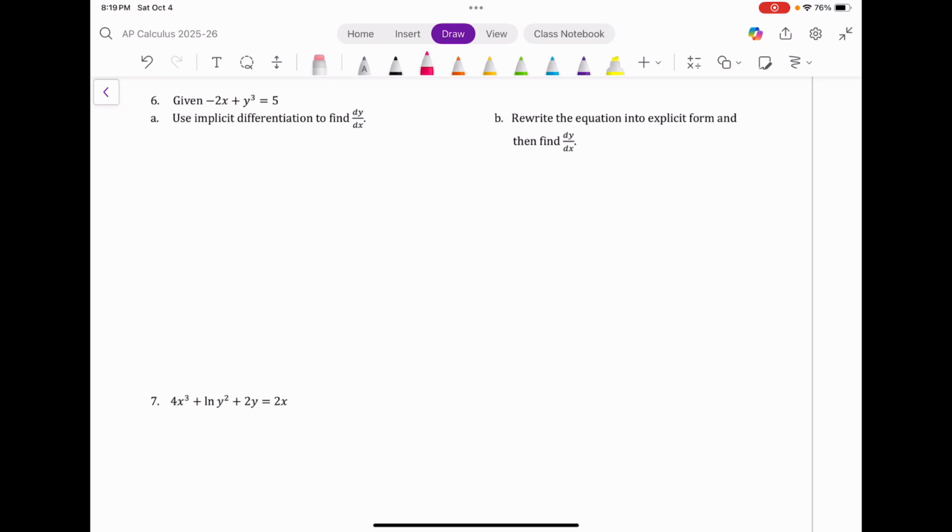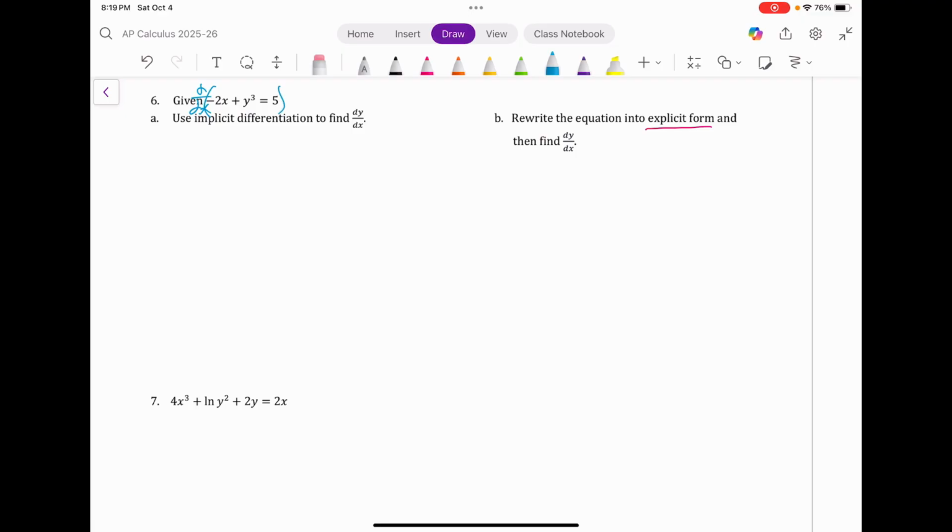All right, here on number 6, we're going to use implicit differentiation first, and then on part B, write the function in explicit form and show that the derivative is the exact same, whether or not you do it in implicit or explicit. So that this is a good example. Okay, so we'll first just start by taking the derivative of both sides with respect to x here.